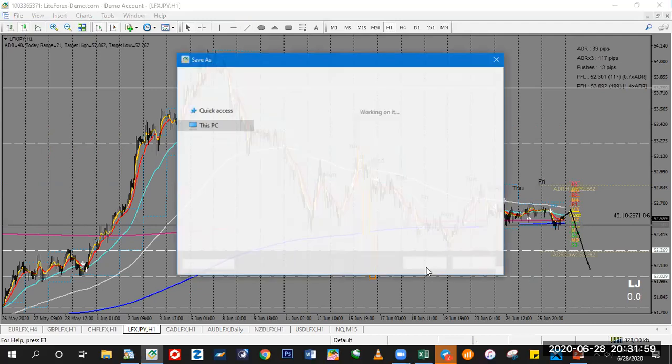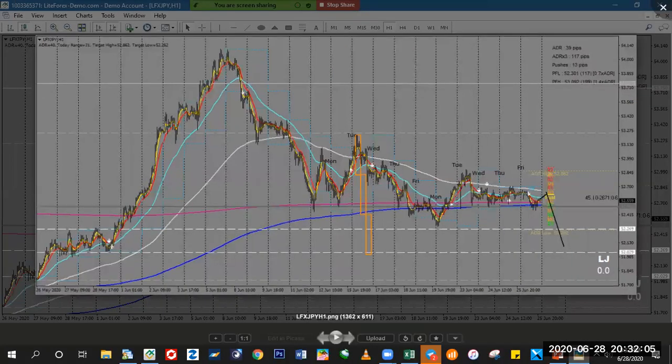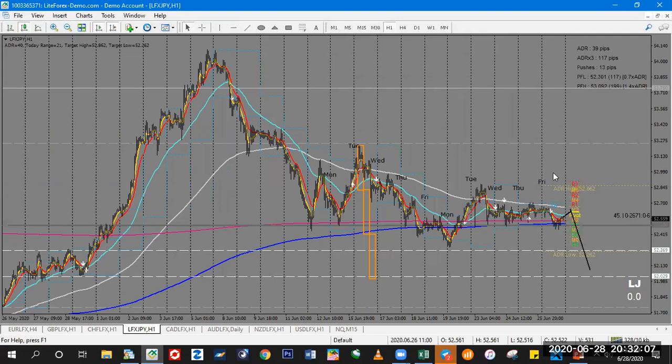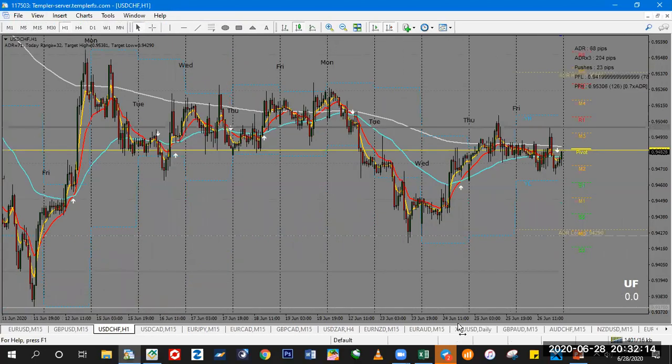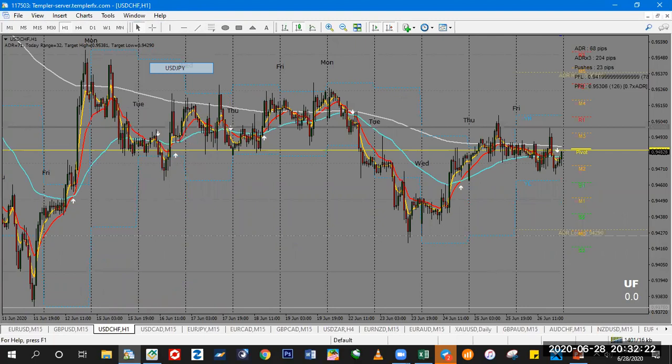So JPY, LFX JPY is the same as XX JPY. So it's the same as selling USD JPY. But also the dollar is going long. So yeah, what does that make of USD JPY? Consolidation, I believe. Yes.